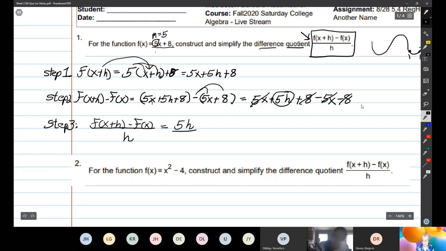I'm going to divide by h, and the h's disappear, cancel. And so I've got a 5, which, because this is a straight line in slope-intercept form, I knew from the beginning. Okay, that the slope would be 5 because it's the number in front of x.